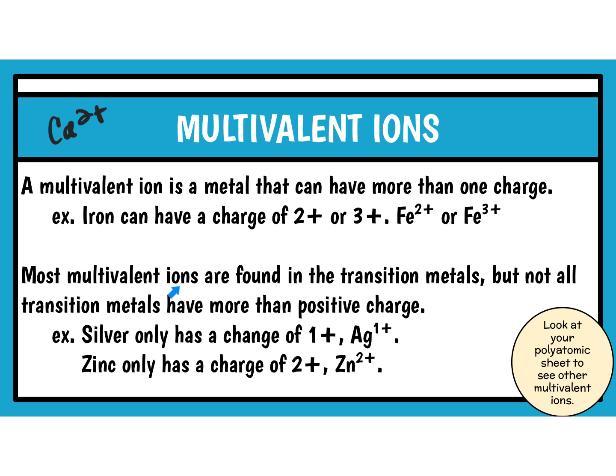Most multivalent ions are found in the transition metals, but not all transition metals have more than one positive charge, okay? So remember when we're talking about the periodic table here, that transition metal section is here, and there's a couple that appear over here too. So those are the ones that are going to be multivalent, but not every single one that's in our transition metals has more than one charge. So the idea here is that silver only has a +1 charge. Zinc only has a +2 charge.